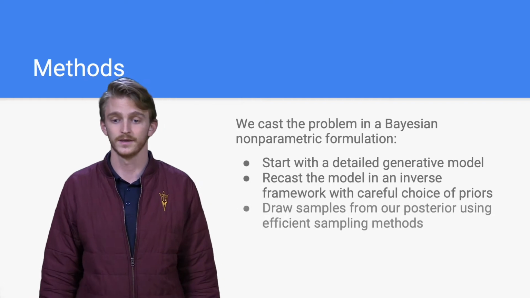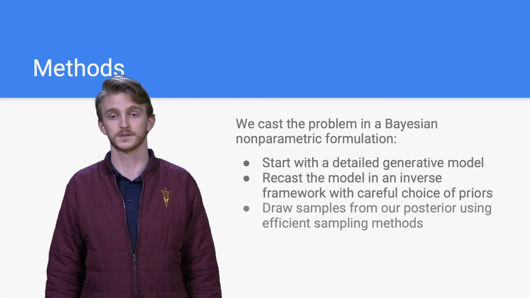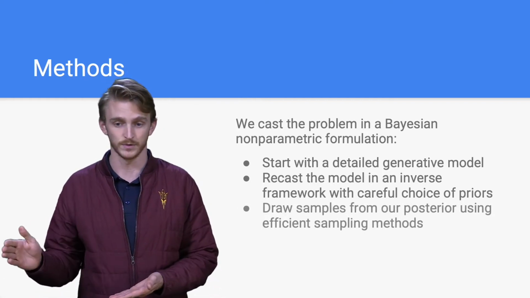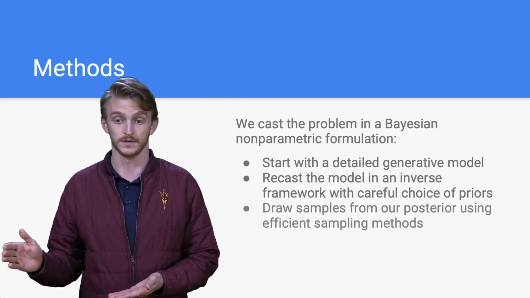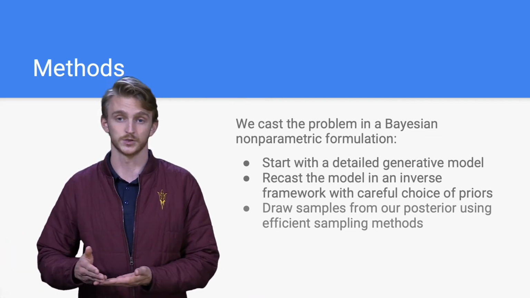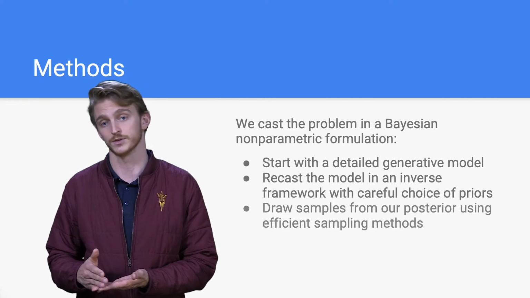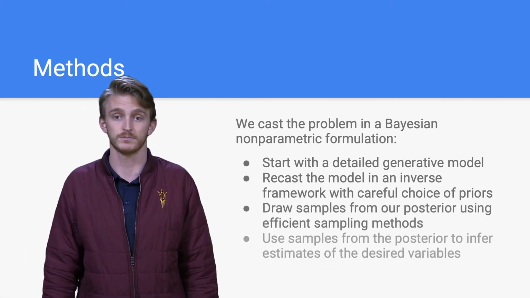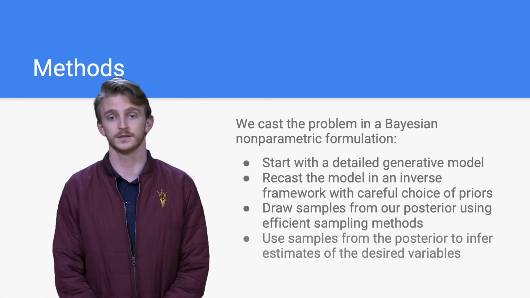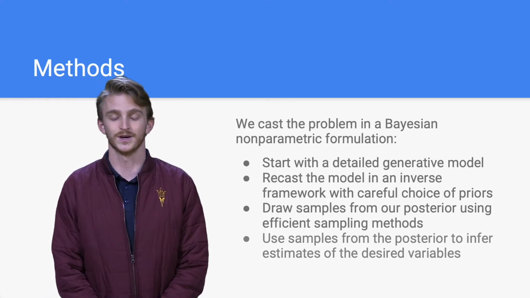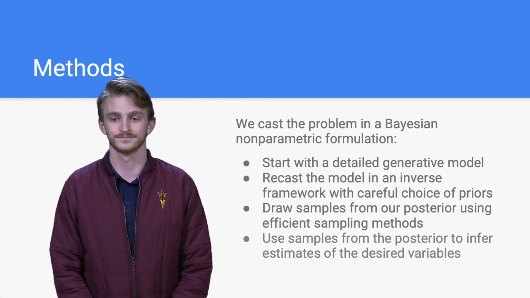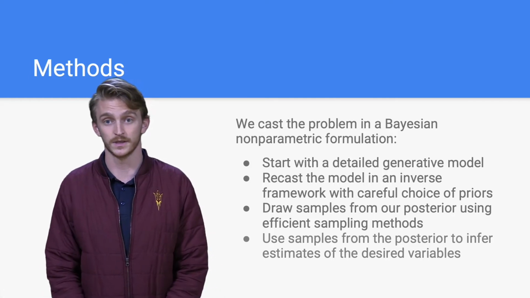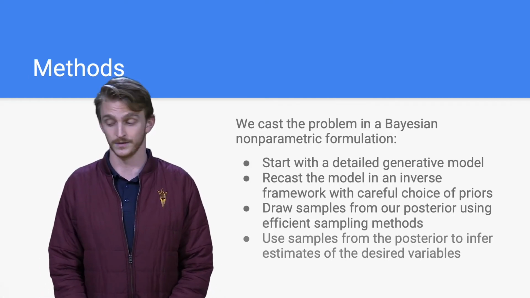Once we have this sampling scheme, we generate lots and lots of samples using efficient tools like Gibbs sampling and Hamiltonian Monte Carlo. And then lastly, we can use our samples to generate estimates of the desired quantities. So let's go into these each in greater detail.